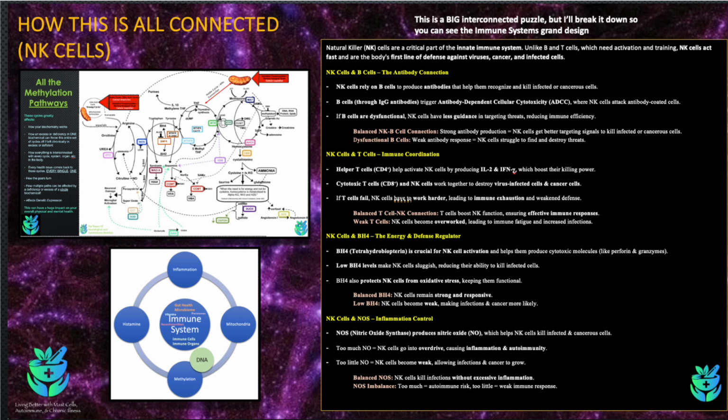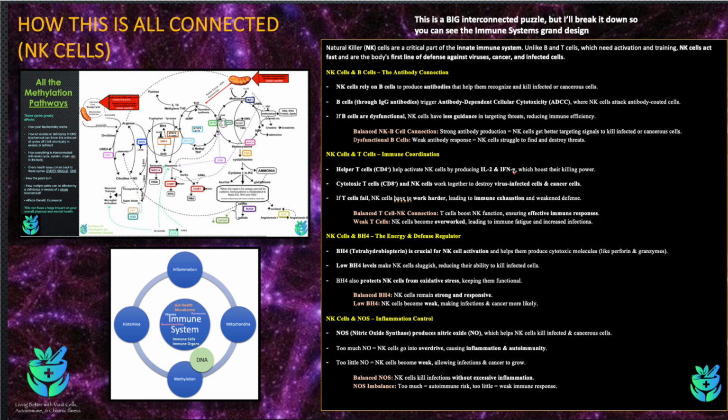Helper T cells, those are your CD4, help activate natural killer cells by producing interleukin 2 and interferon gamma, which boosts their killing power. Cytotoxic T cells, those are your killer T cells, and natural killer cells work together to destroy virus-infected cells and cancer cells. If T cells fail, natural killer cells have to work harder, leading to immune exhaustion and weakened defense.